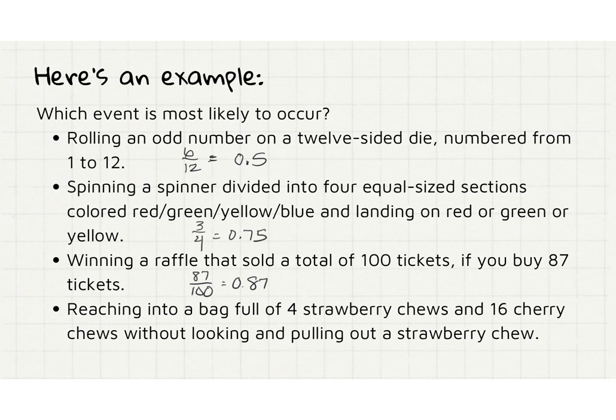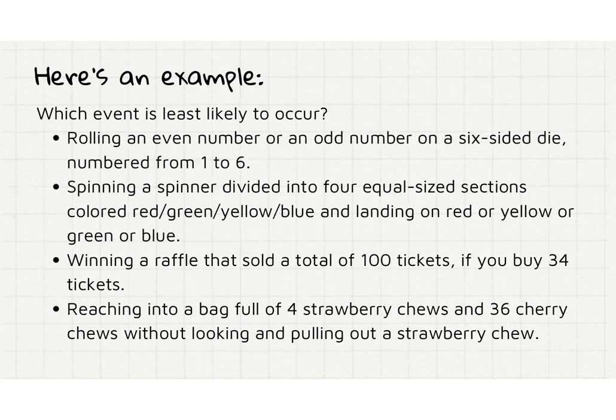And then our last one, we're reaching into a bag of fruit chews. We have 4 strawberry and 16 cherry, and I want to know the probability of pulling out a strawberry one. That would be 4 out of 20 total chews, which is 0.2. So my most likely to occur is going to be the raffle ticket question.